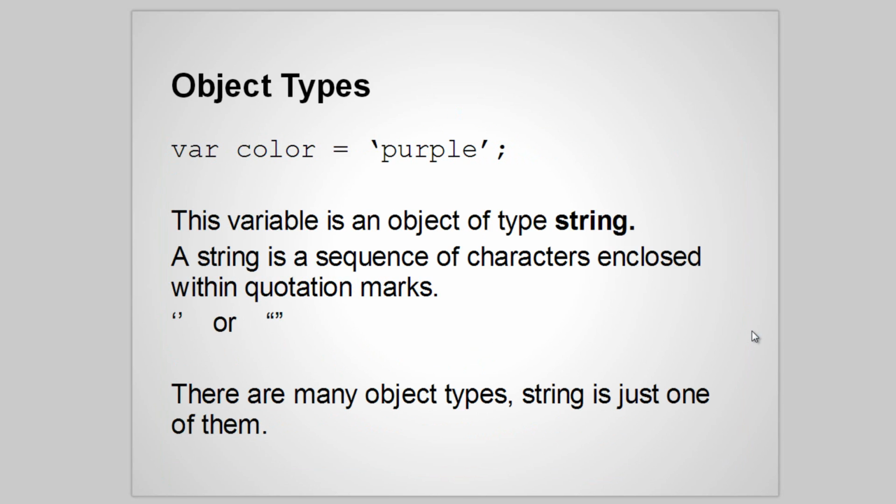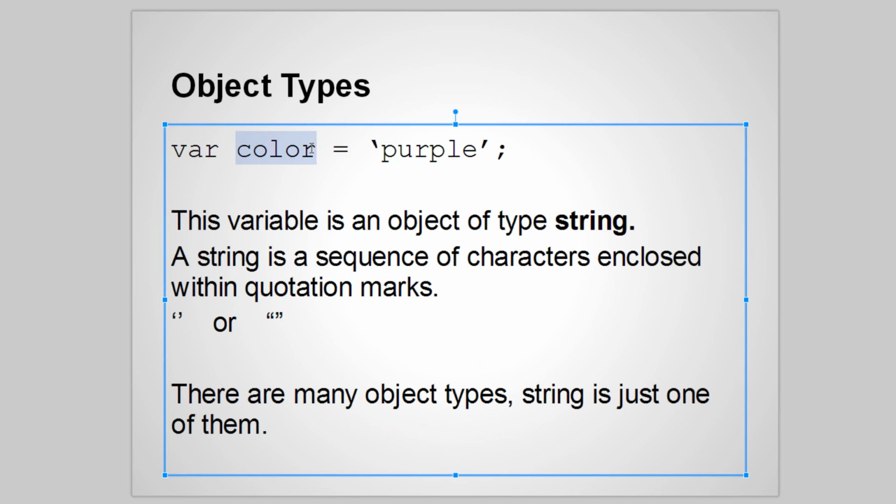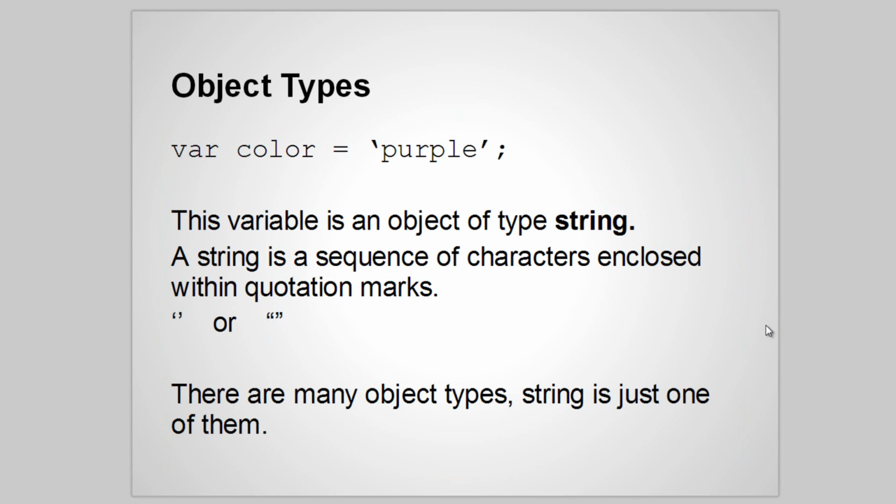So everything in JavaScript is an object. So we have the variable color, this is the name, and we're assigning it the value purple. This variable is an object of type string. That means this is a string. And a string is just a sequence of characters enclosed within quotation marks. They can be single quotes or sometimes double quotes. There are many object types. String is just one of them.